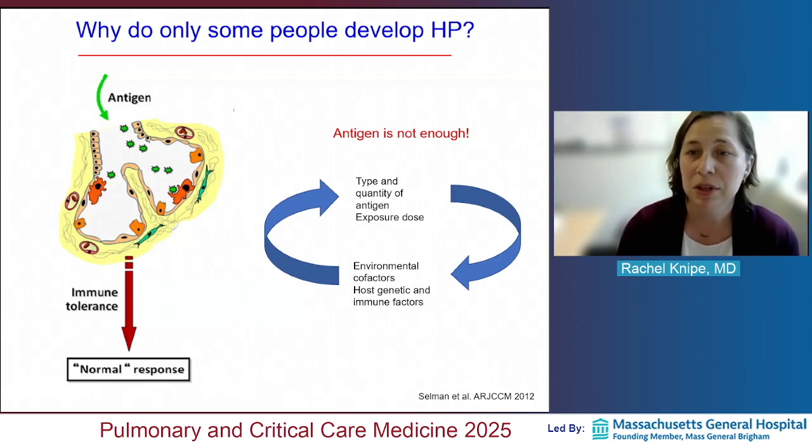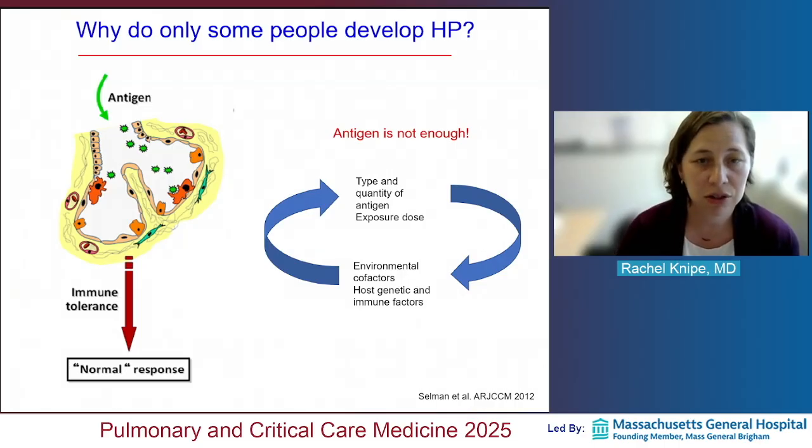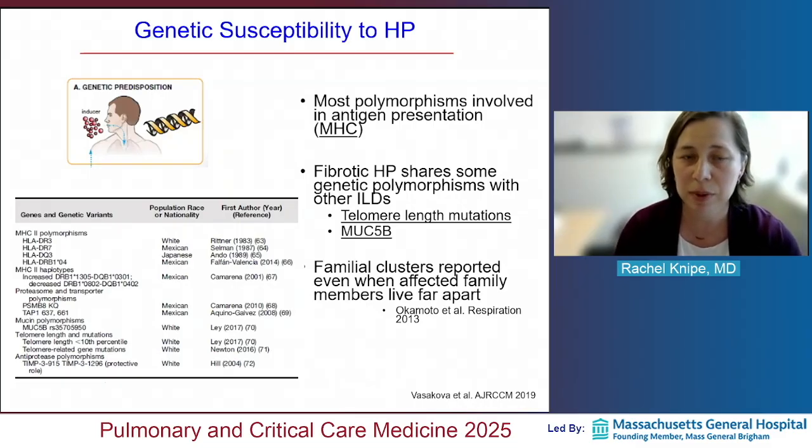So why do only some people develop HP? Clearly the antigen is not the whole story. It also depends on the exposure dose, environmental cofactors, and the host genetic and immune factors. And so there is some ongoing work and studies into better understanding what the genetic predisposition is to HP.